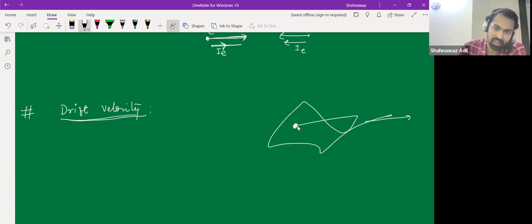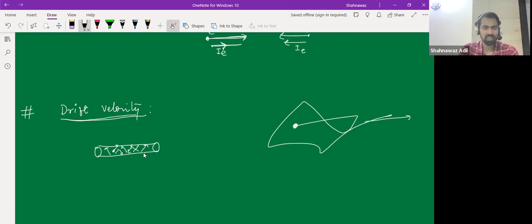And how can we explain this? Let's say that you have a conductor. A conductor has free electrons. When it is not connected to some cell, when it has no electric field, then these electrons are moving randomly. So this one, this one, this one. The electrons are moving randomly.